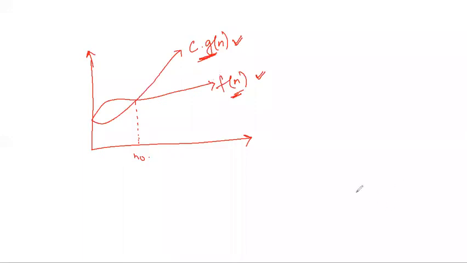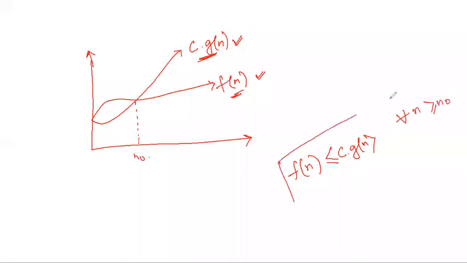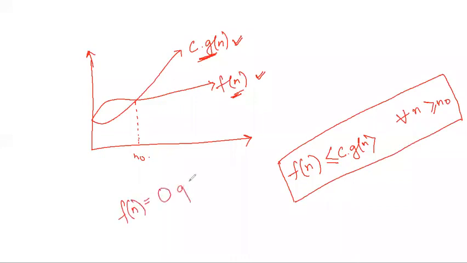So what is the scenario? The scenario is, if I have a function like this, my other function is always greater than or equal to this function for all values of n greater than or equal to n0. This is the notation which we write for algorithms. Okay, if this is the scenario, then we say that f(n) is order of g(n).